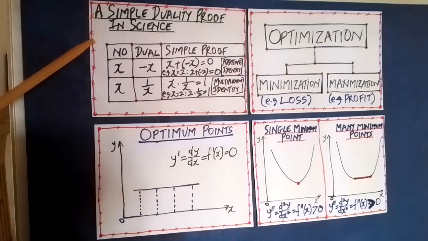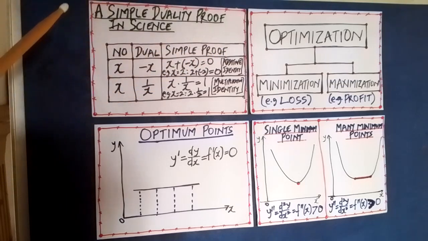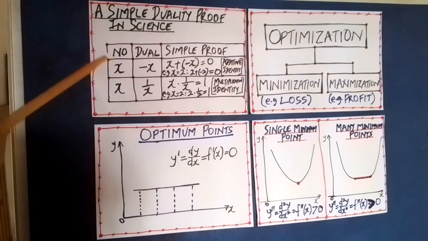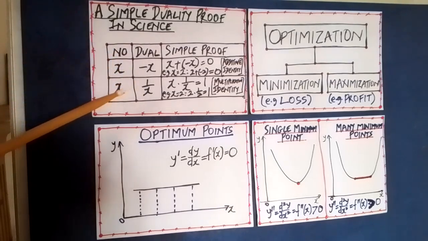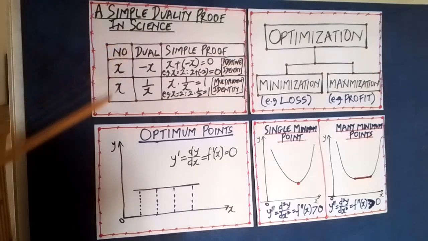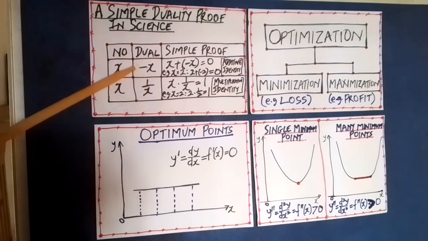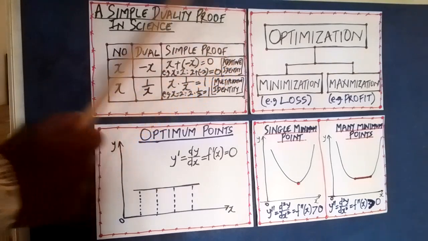So we can see this table: number, dual, simple proof. We are just considering a variable x. Of course, the essence of using a variable is to make us realize that x can be just any value, any number, so that the discussion is not limited to any particular number. So if we talk about the variable x, the dual can be considered to be minus x when you are talking about the additive identity in terms of addition.